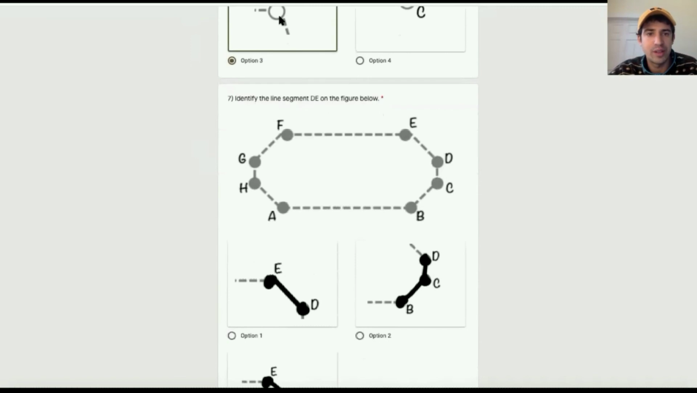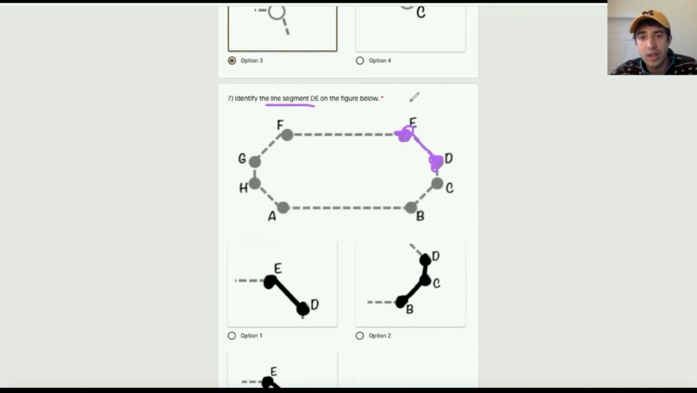Now this asks me to identify the line segment DE. So I want to first know that a line segment has two endpoints. I know since it's called line segment DE, one of my endpoints is D, and one of my endpoints is E. So I'm going to first find that endpoint D. Here it is, endpoint D, perfect. And now I want to find the line that goes all the way to endpoint E. Well, this is C, so it's not going to be here. This is B now. Oh, I have a line that goes right here to E, endpoint D, E.